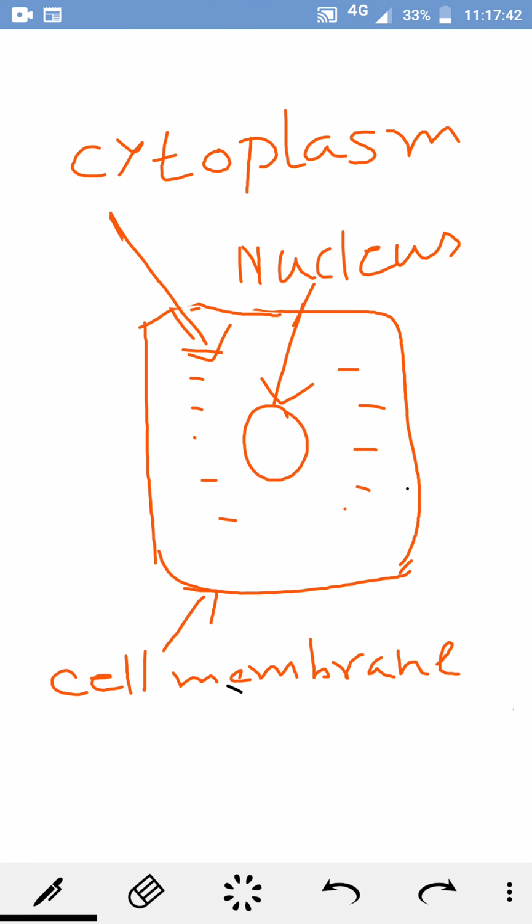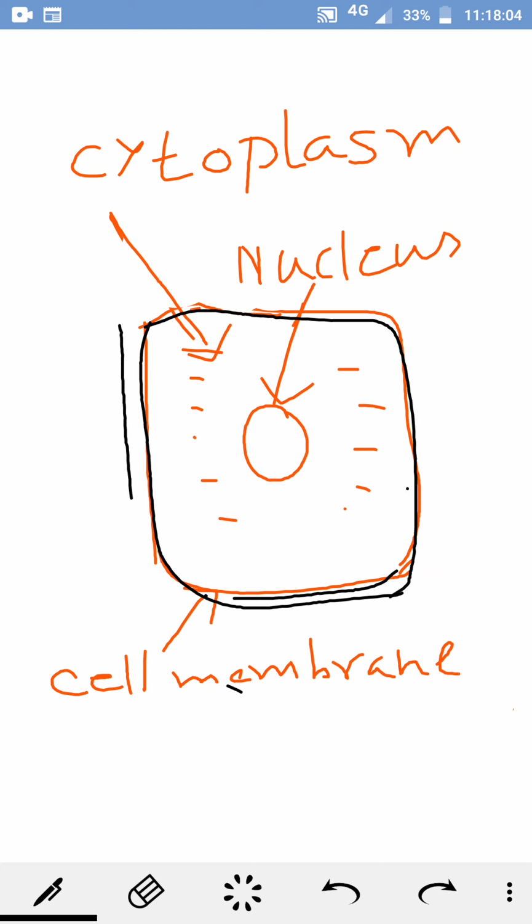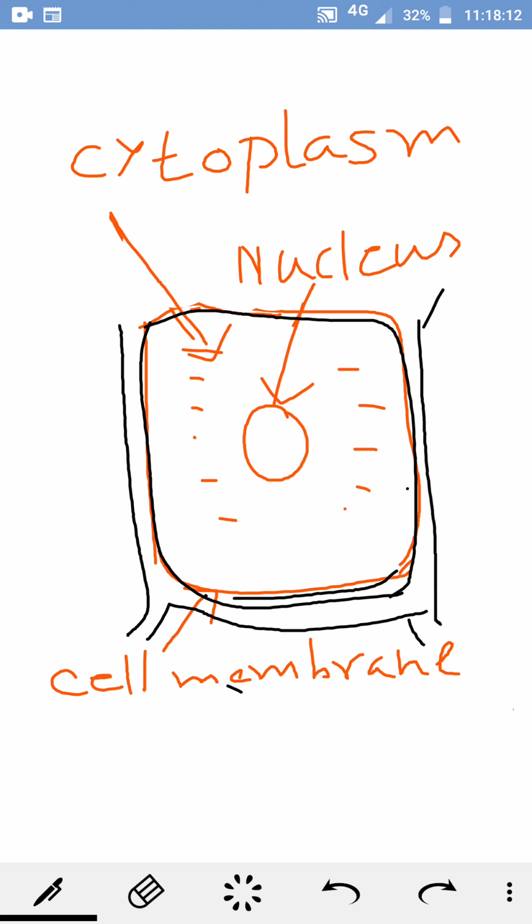Now, as I show you, this is the cell membrane which is present in both the plant and animal cell. And in the plant cell, it has got an extra boundary, or extra covering, which we call the cell wall.